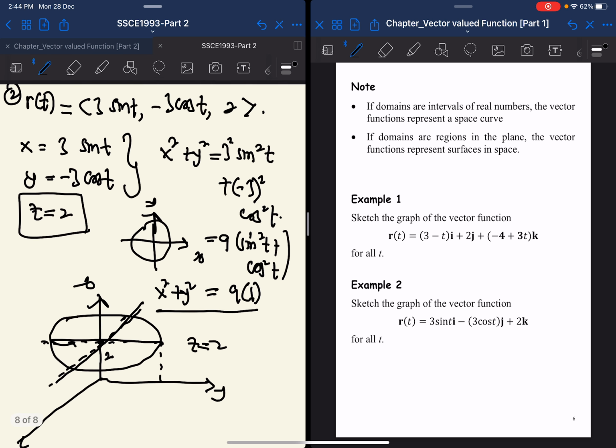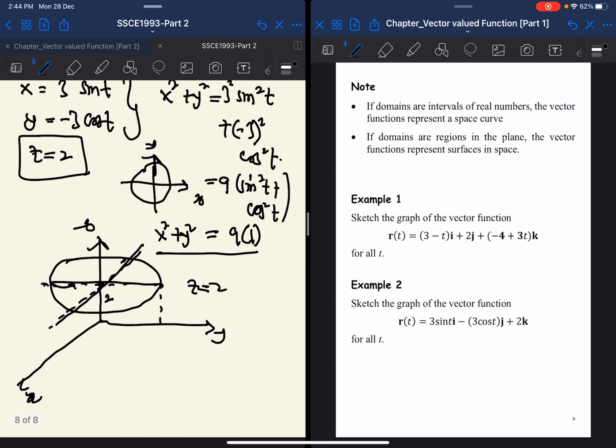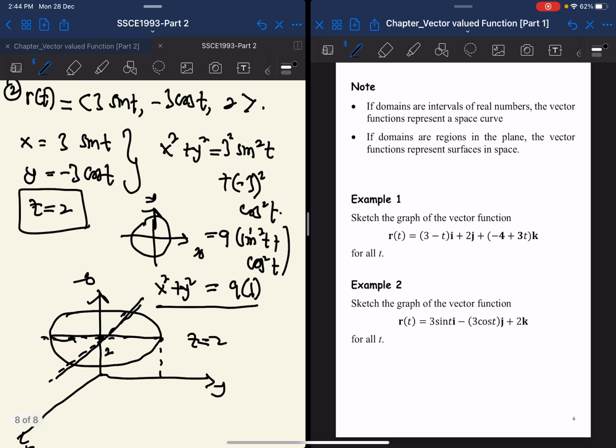To define or get the direction of the vector function, since we are talking about a circle, we know that it involves angle. So this one starts with 0, then pi over 2 here, pi here, and then 3 pi over 2 here, and then up to 2 pi.